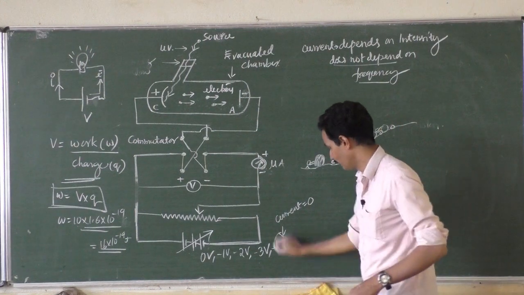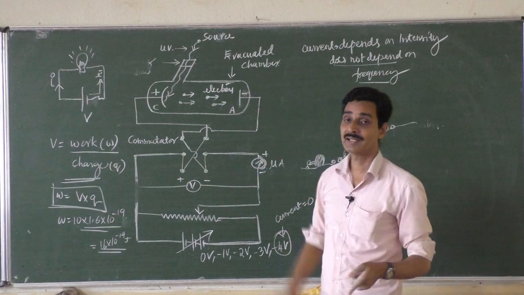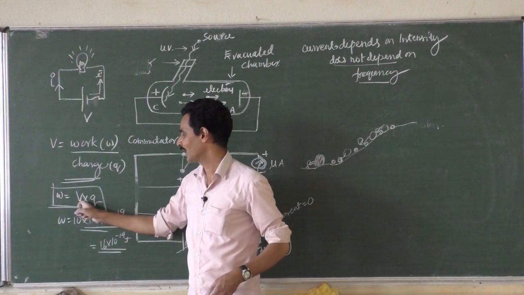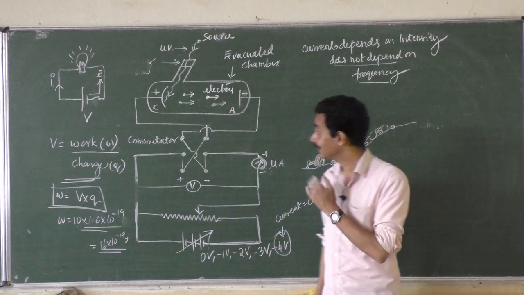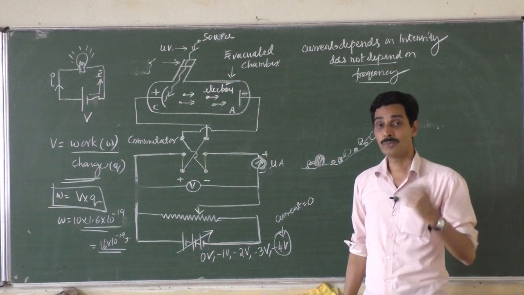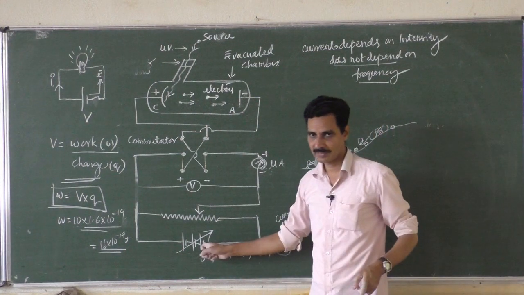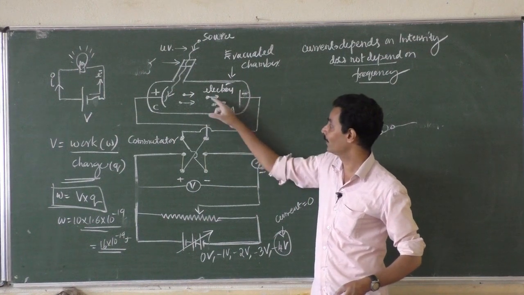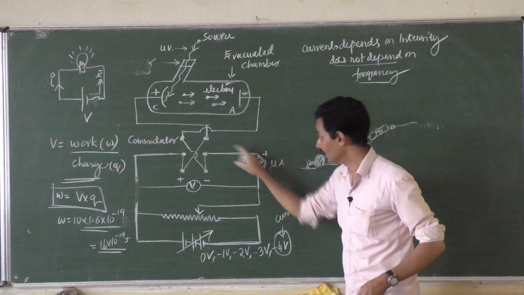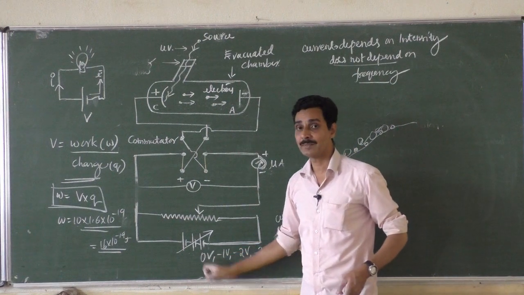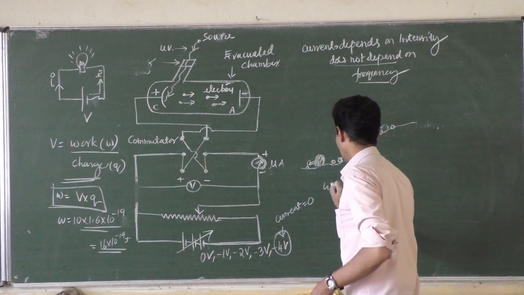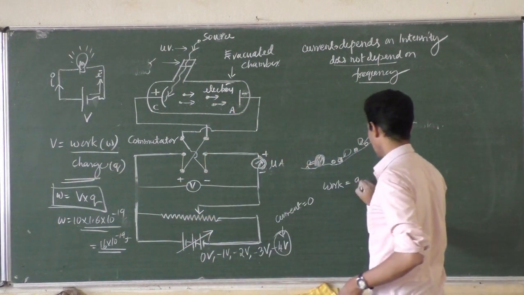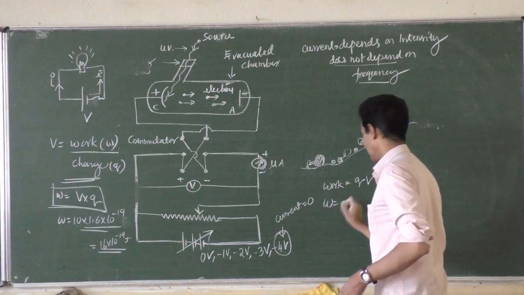Now, how to convert this 4 volt into energy, which is equal to kinetic energy of the electrons? Very simple. Come back to this. Work done is equal to charge into potential difference. Now, in this experiment, who did work to stop the electrons? Is it not the battery? Because we have reversed the battery and made these electrons stop. We have opposed the electrons, repelled the electrons by giving negative potential. Negative potential is given by the battery. So, how much work is done by the battery in stopping the electron? Work done by the battery is equal to charge into potential difference, right?